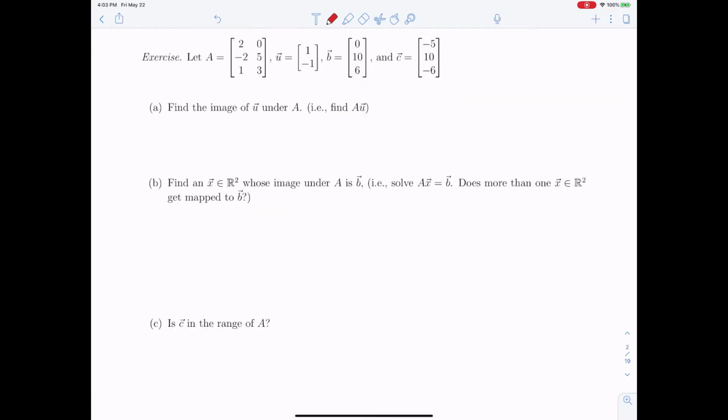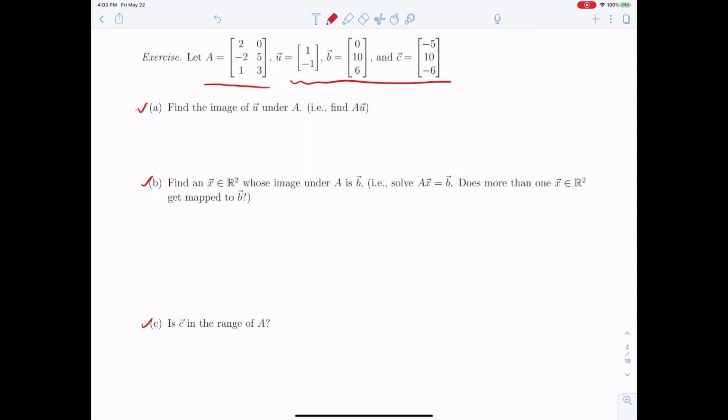Okay, so in this exercise, we have a matrix given by A equals 2, 0, -2, 5, 1, 3, and we have three different vectors. Let's pause the video and try out part A, part B and part C of this exercise.